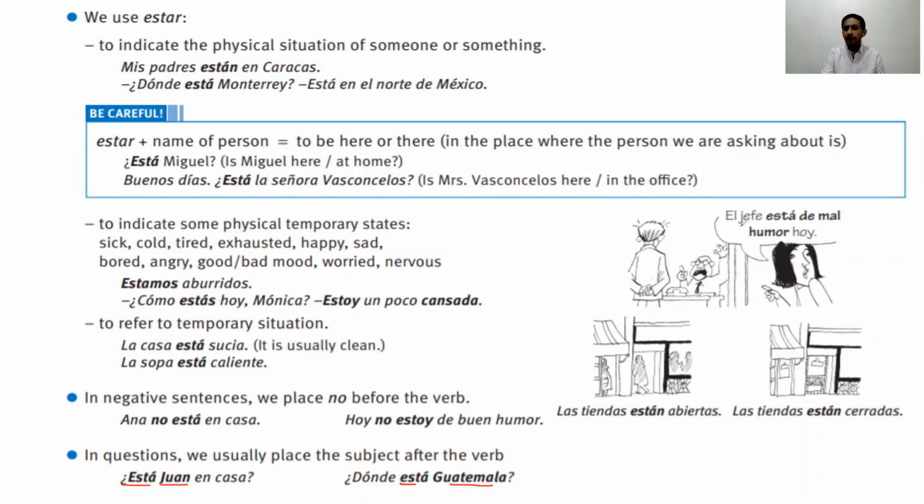We have here, el jefe está de mal humor hoy. My boss is in a bad mood today. Las tiendas están abiertas, the stores are open. Las tiendas están cerradas, the stores are closed. So we use it to talk about just temporary situations. It's not every single day, it's only today or this afternoon, this evening, okay? If I say I'm in a bad mood, that means that only today, and tomorrow I will be in a better mood, right? Let's continue, guys.